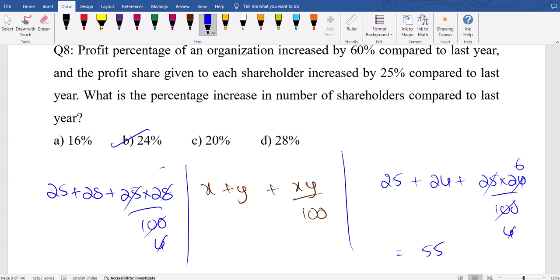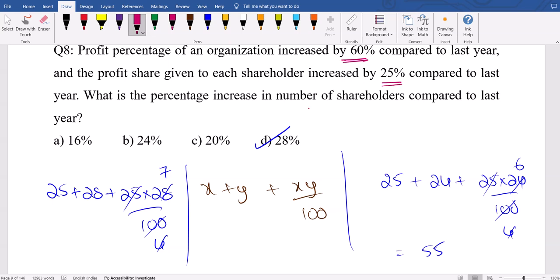This is 7. 25 plus 28 is 53, 53 plus 7 is 60. So 28 is the answer. You can use that. Okay, two changes should give the overall change. Overall 60% increased. Here, shareholders, okay, profit increased by 25 and the number of people will increase.